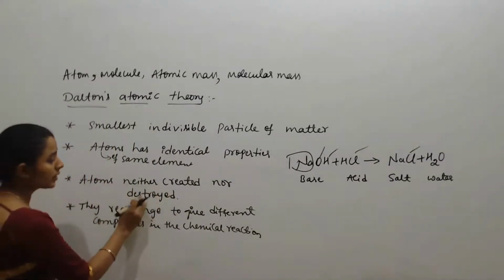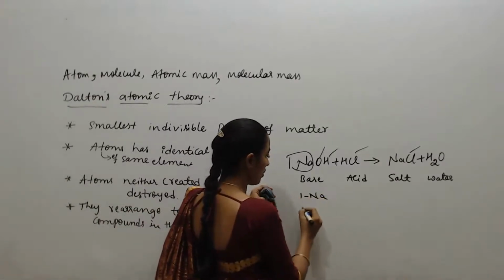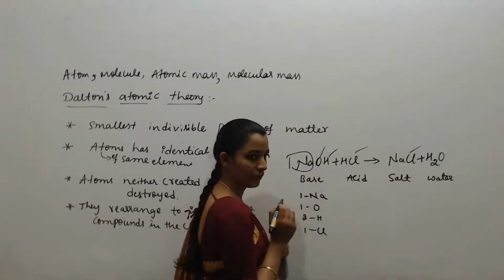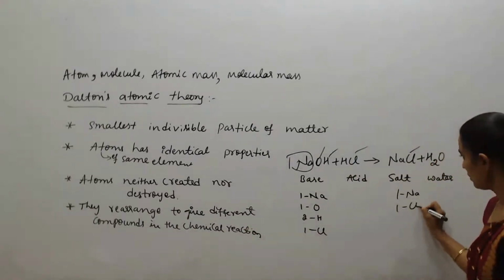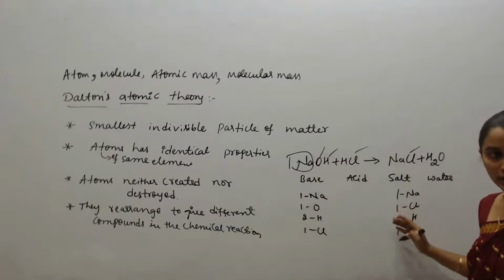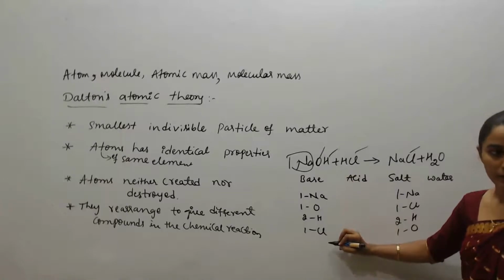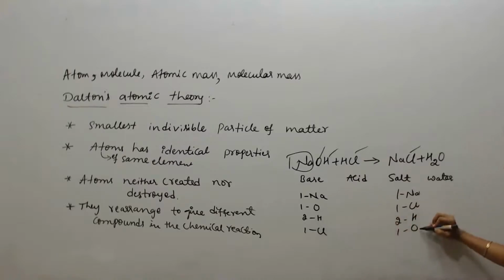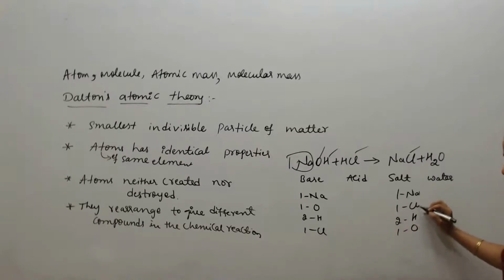Then atoms can neither be created nor be destroyed. Here, on the left hand side, one sodium is there, one oxygen is there, two hydrogen are there, one Cl is there. Correct? On the right side also, one sodium, one Cl, two hydrogen, one oxygen. So on both the left hand side and right hand side, meaning reactant side and product side, the atoms are the same. One Na here, one Na there. One oxygen here, one oxygen there. Two hydrogen here, two hydrogen there. One Cl here, one Cl there.